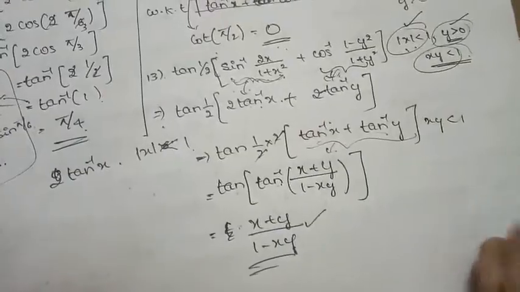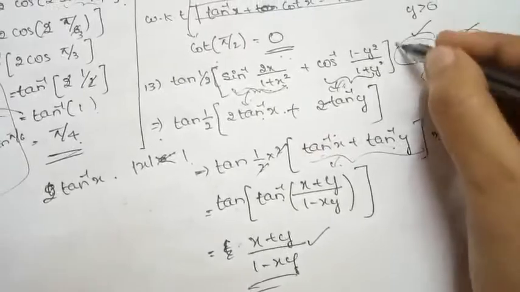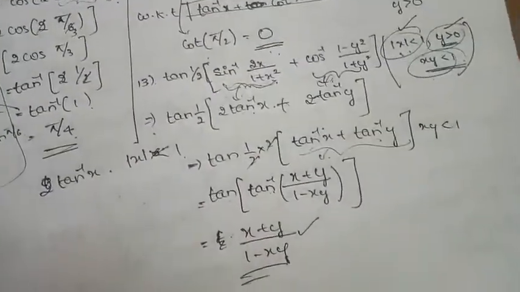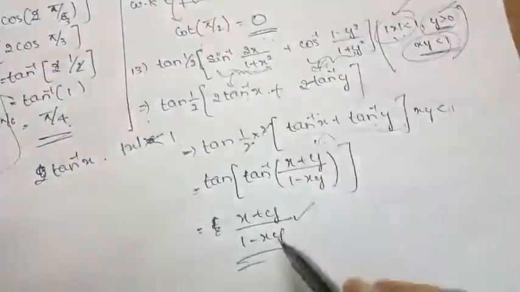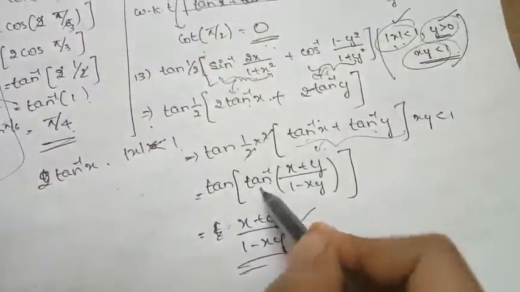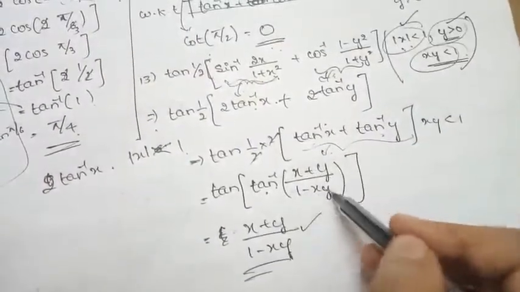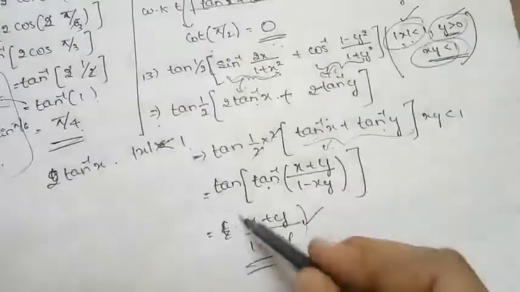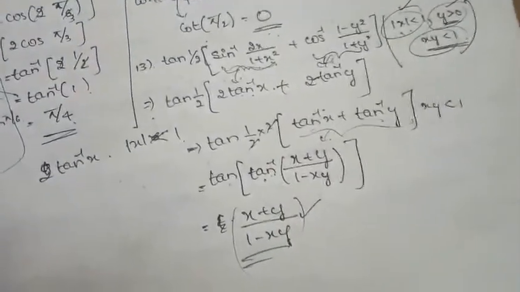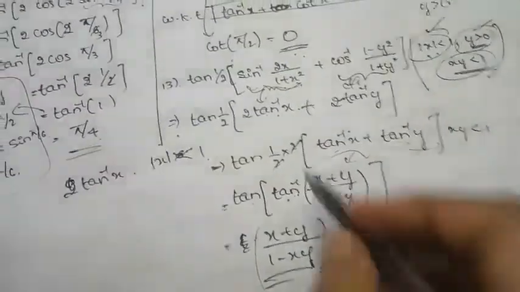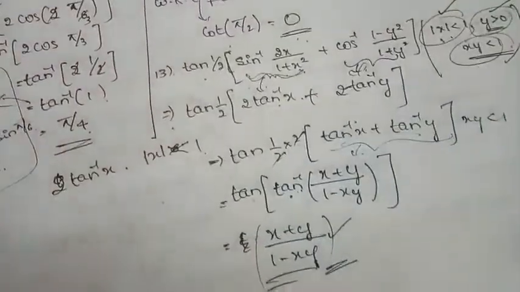Even this one, the given condition is solved with all these given initially. So I can write it directly, that is tan of tan inverse of x plus y divided by 1 minus xy is equal to x plus y divided by 1 minus xy. So this is the value of the given question here.